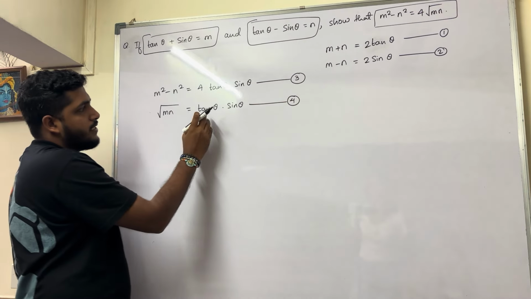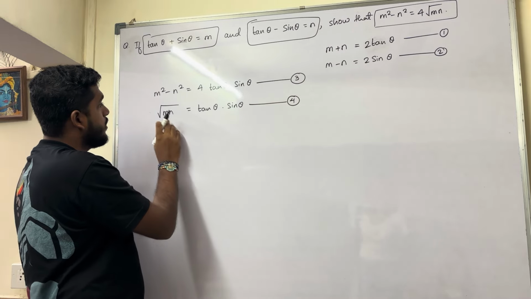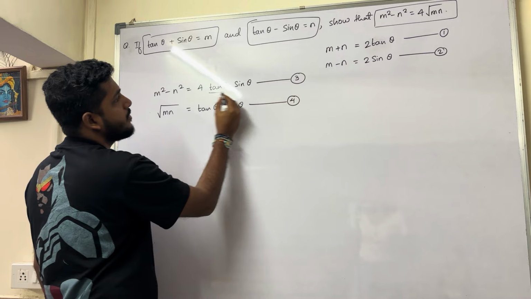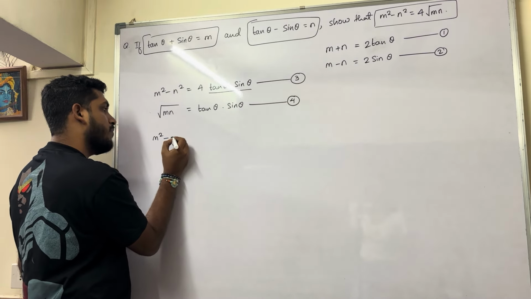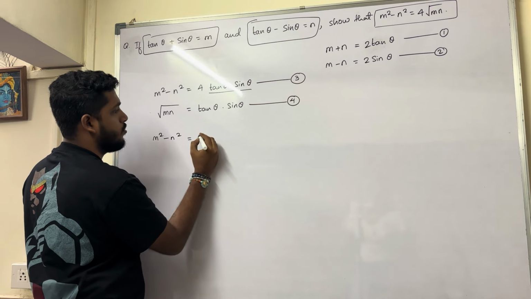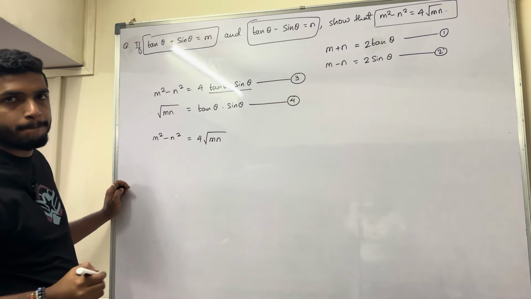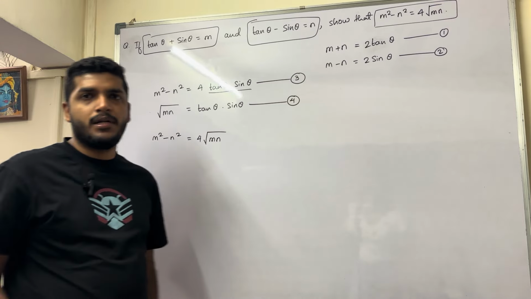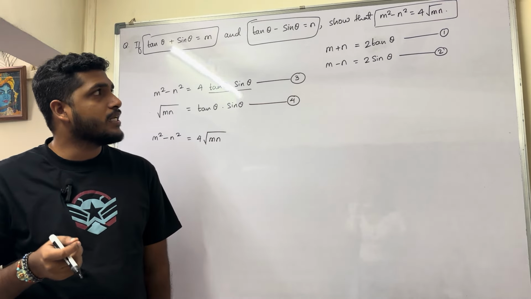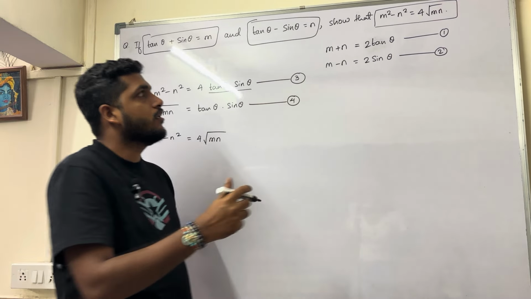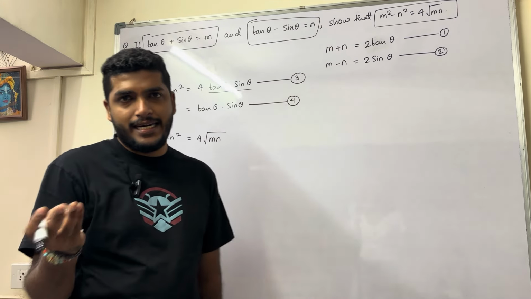As I have found that sin theta into tan theta is under root of mn, and I can see the same thing here as well. So I can just compare both the equations, and I can write m square minus n square is equal to 4 under root of mn. So this is a very simple proof that you can solve. The only thing that you have to do is just look at what you can see on the proof side, and you can think about it. You should know the basic ratios and basic identities.